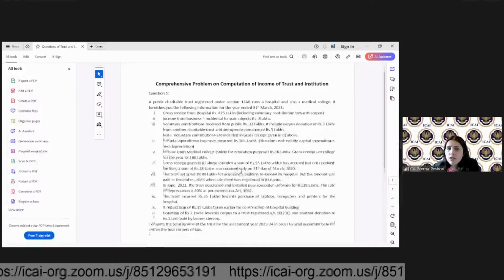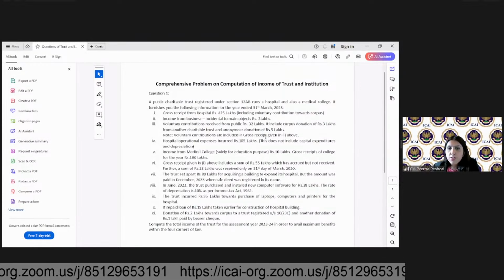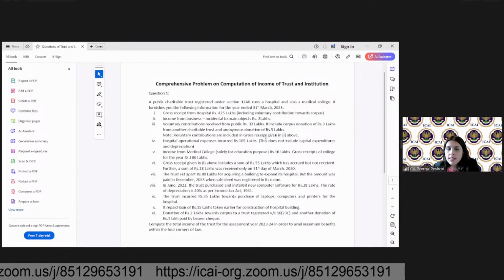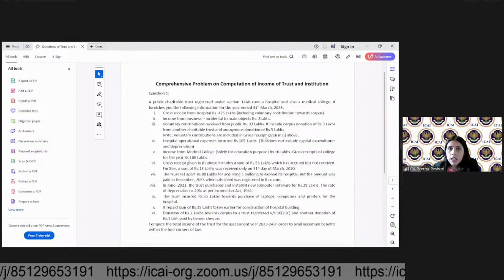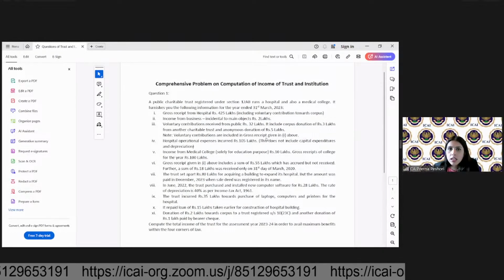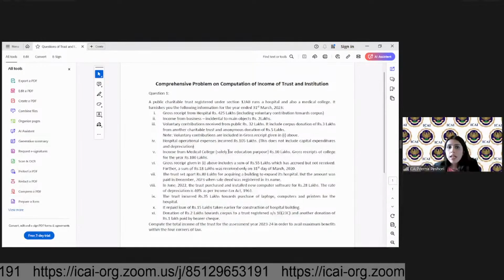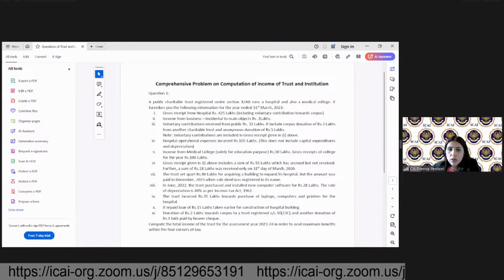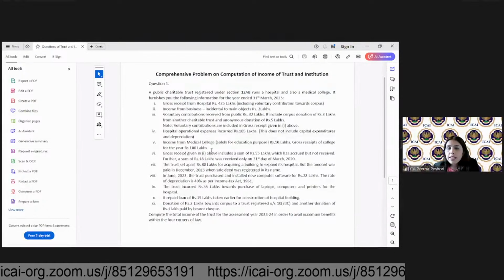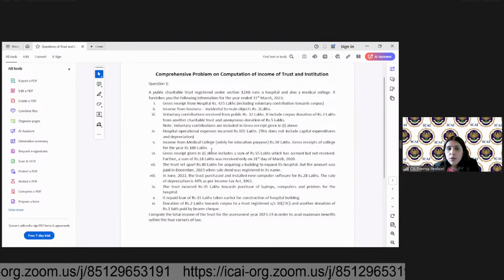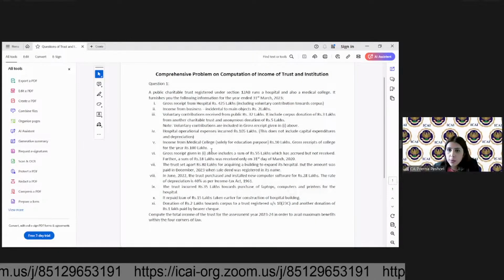A public charitable trust registered under 12AB runs a hospital and also a medical college. It furnishes you the following information. Gross receipts from hospital: rupees 425 lakhs, including the voluntary contribution towards corpus. Income from business incidental to the main object: 2 lakh. Voluntary contribution received from public: rupees 32 lakh. It includes the corpus donation of 3 lakh from another charitable trust and anonymous donation of 5 lakh. Voluntary contributions are included in gross receipts given in one above.